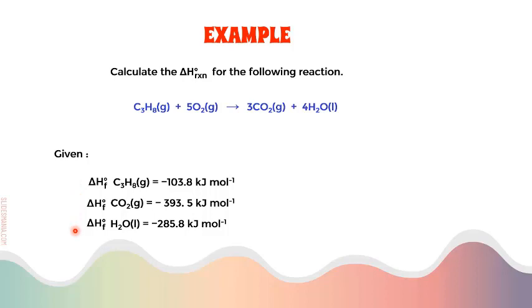You can see the value of standard enthalpy of formation of oxygen gas is not listed. Since elements are formed from their respective atoms or elements, the standard enthalpy of formation of any element in its most stable state form is 0. Thus, the value of standard enthalpy of formation of oxygen gas, which is in its most stable state, is 0 kJ per mole. Now, how to solve this question?